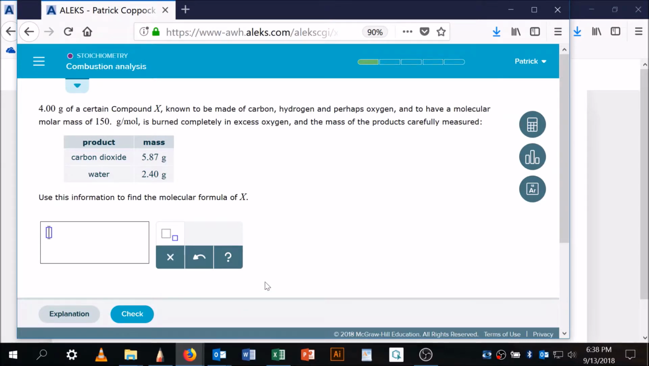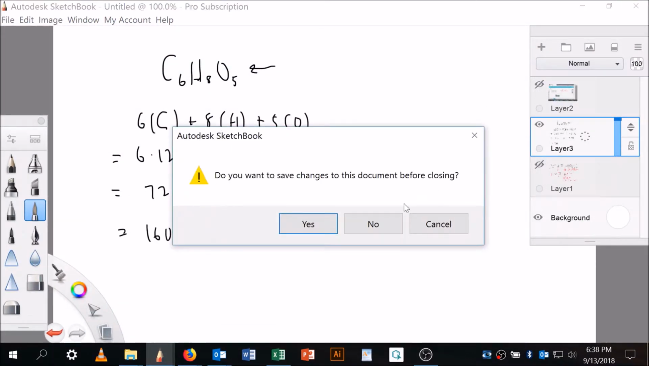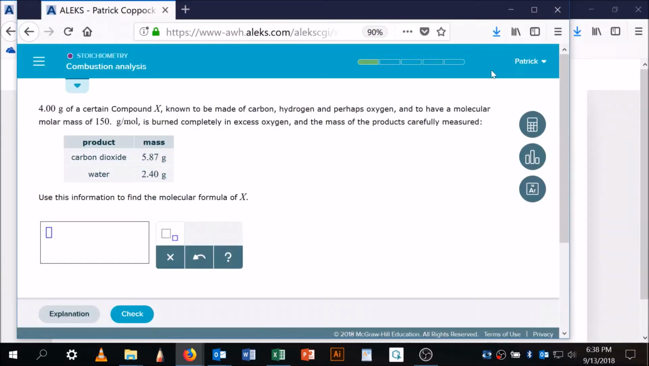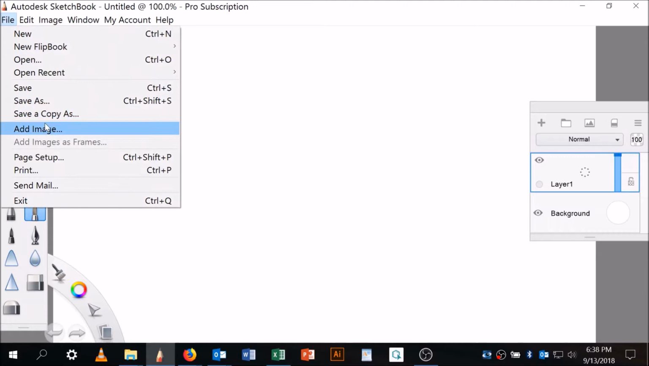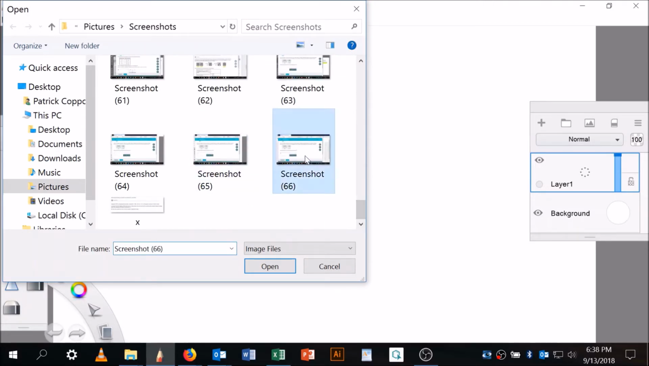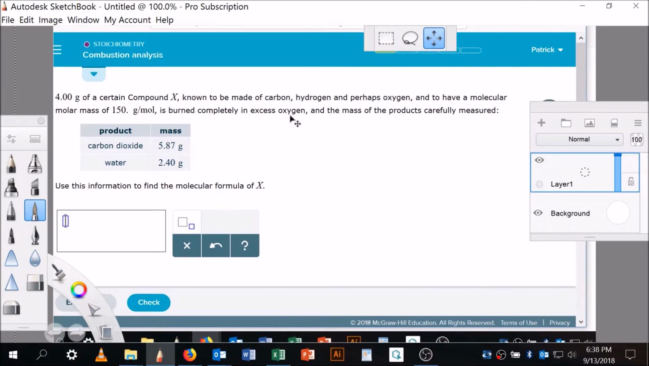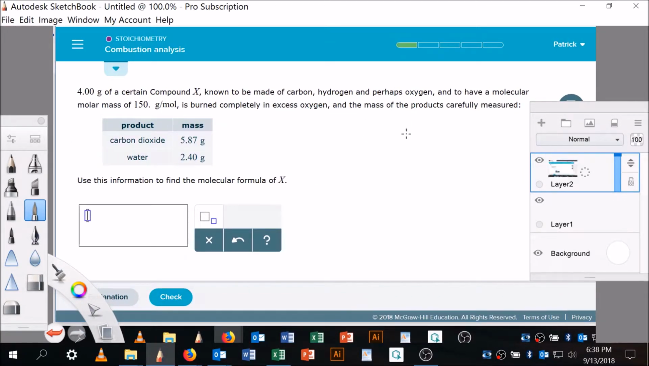Let me snapshot this real quickly here. Come back over here. Get rid of this. Do you want to save changes? No, I don't. Let's open this guy up again. Get rid of that. File, add image. Come down here. Combustion analysis, okay.